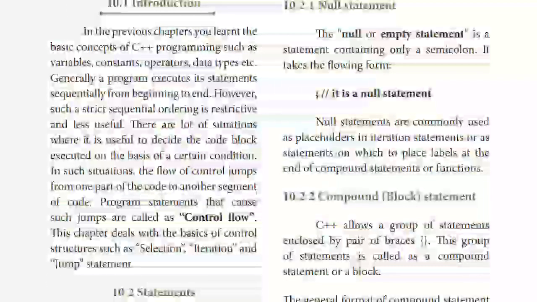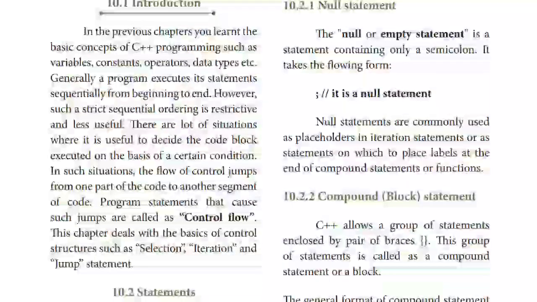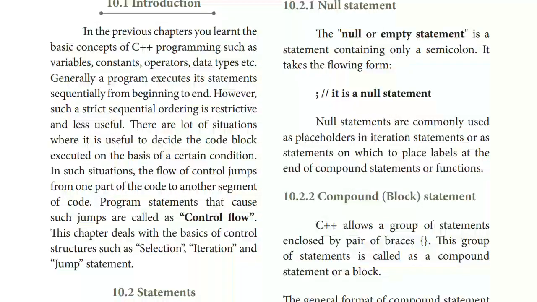In the previous chapter we learned the basic concepts of C++ programming such as variables, constants, operators, data types, etc. Generally a program executes its statements, instructions in a sequential way, from the beginning to end. However, such strict sequential order is restrictive and less useful. So it has some disadvantages when you execute from top to bottom.